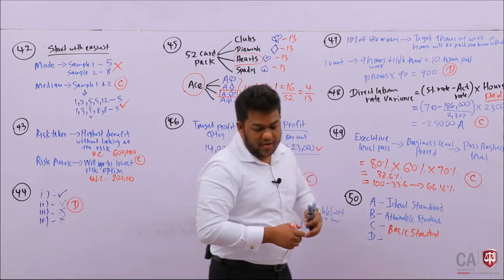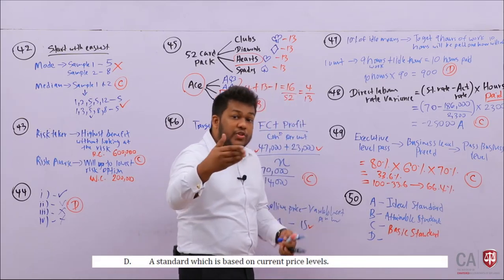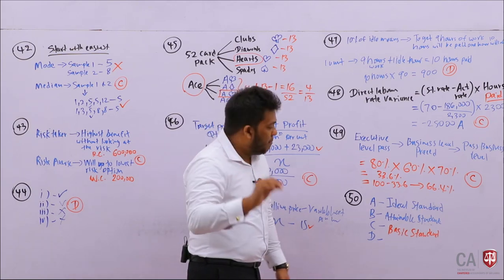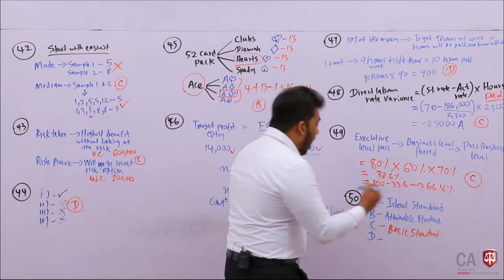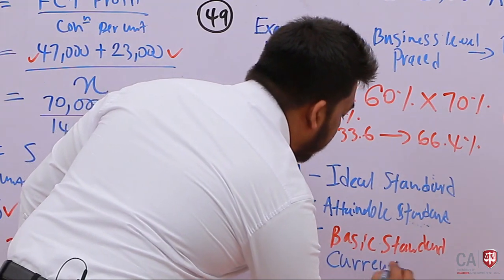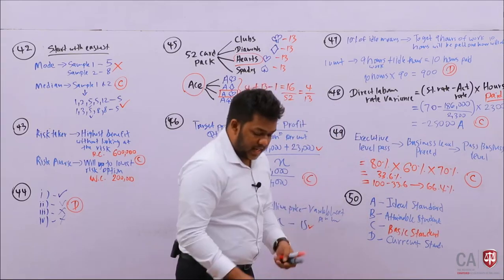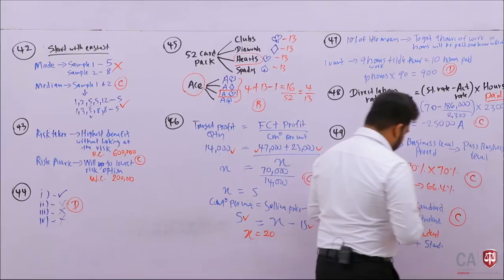Anyway, D also: a standard which is based on current price level. Because based on the current marks, the Chartered Institute is changing the marks. Not happening like that. But if it is changing like that, that is what we call current standard. So in this case, the correct answer is what? Correct answer is C. Right.